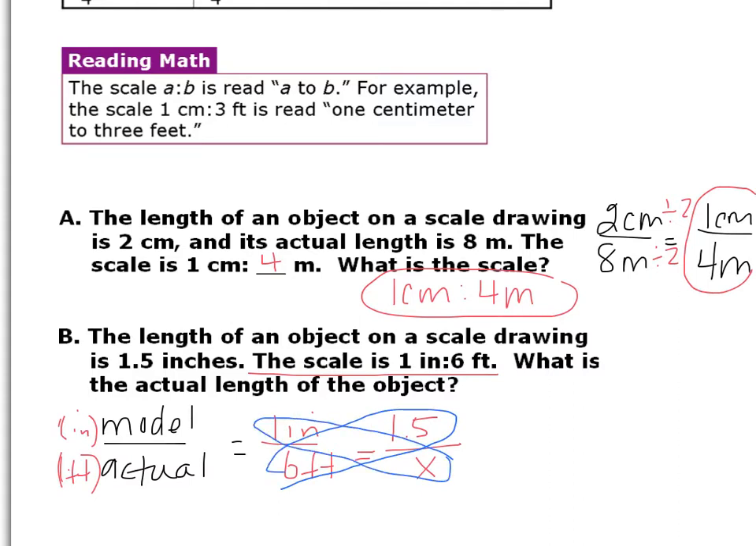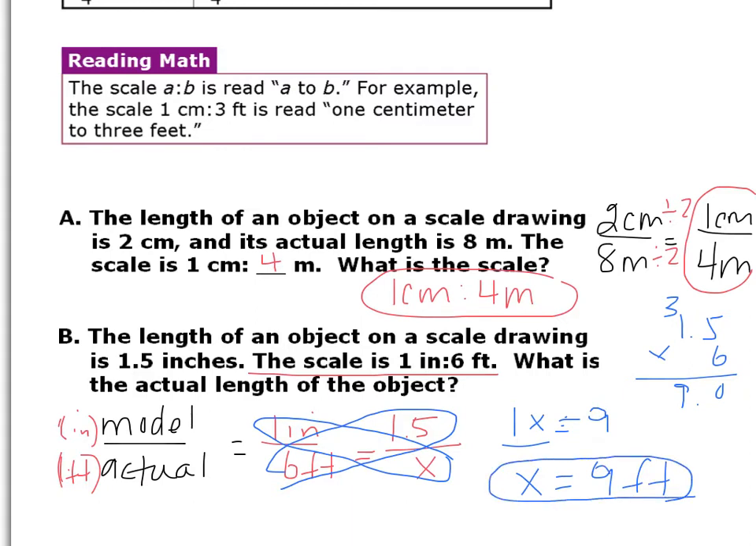So 1 times x is 1x, or just x, and 6 times 1.5 is 9. So we get 1x equals 9, or just x equals 9. So 9 foot is your answer. Okay, and if you wanted to know the scale factor again, this is the scale factor, 1 inch to 6 feet.